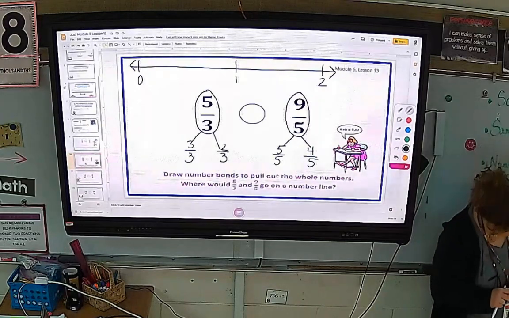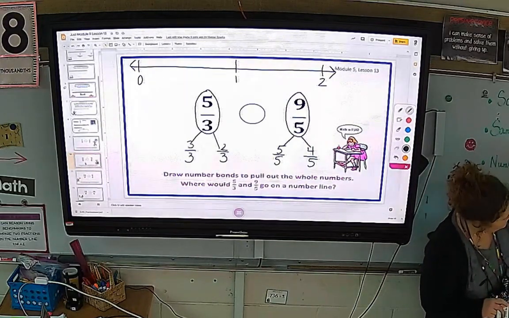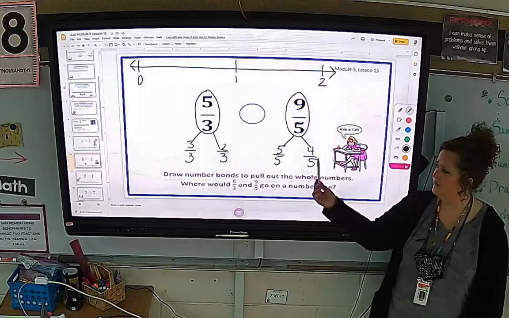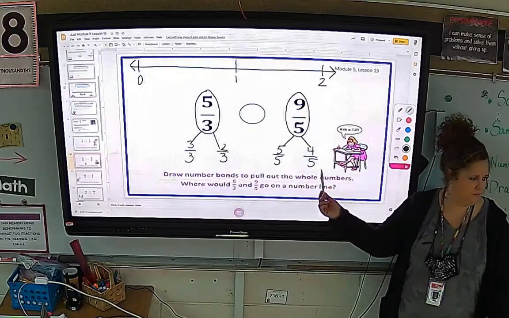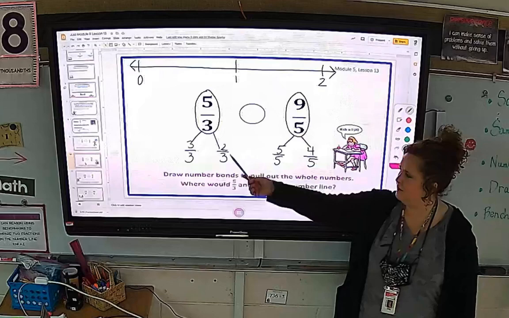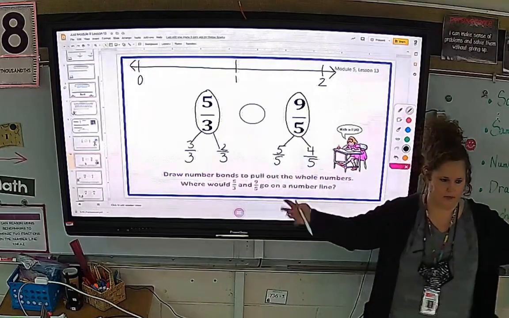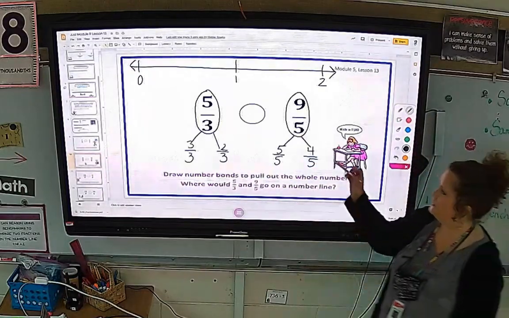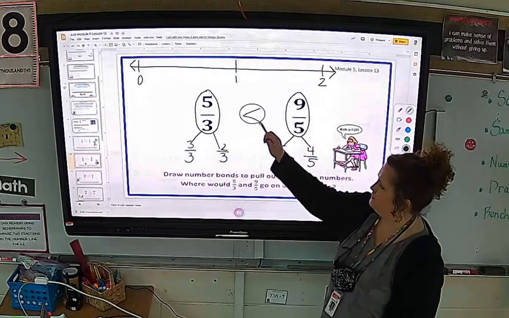9/5. No. This one's 5/3. This one's closer to the next whole number. This one has got more distance to go because thirds are bigger. Okay? So 9/5 would be larger.